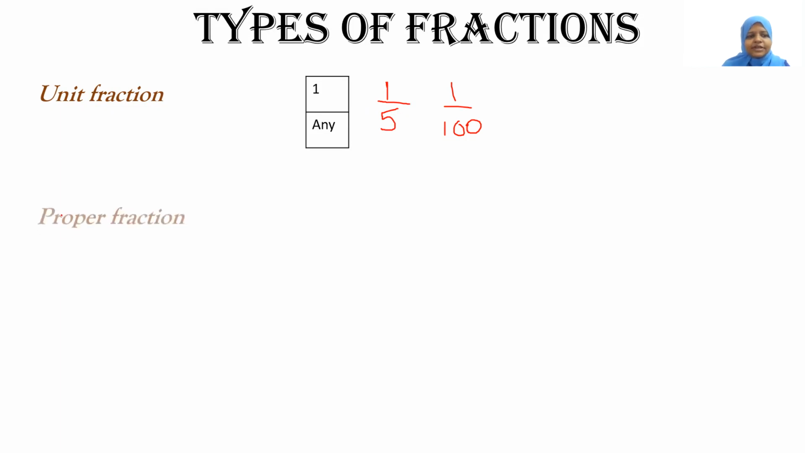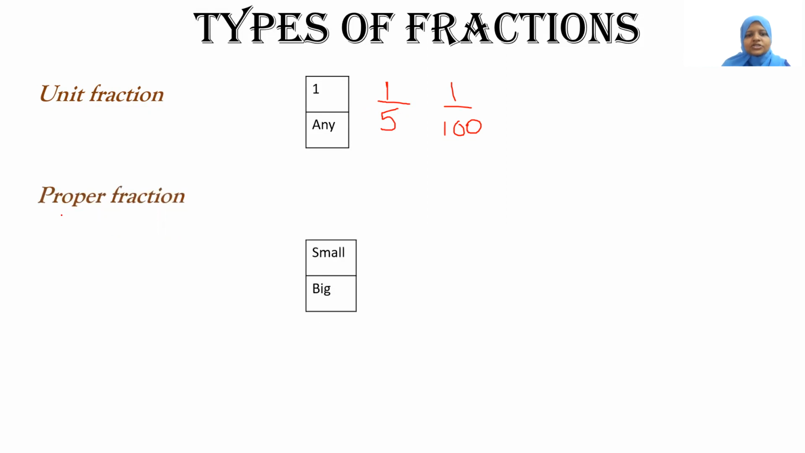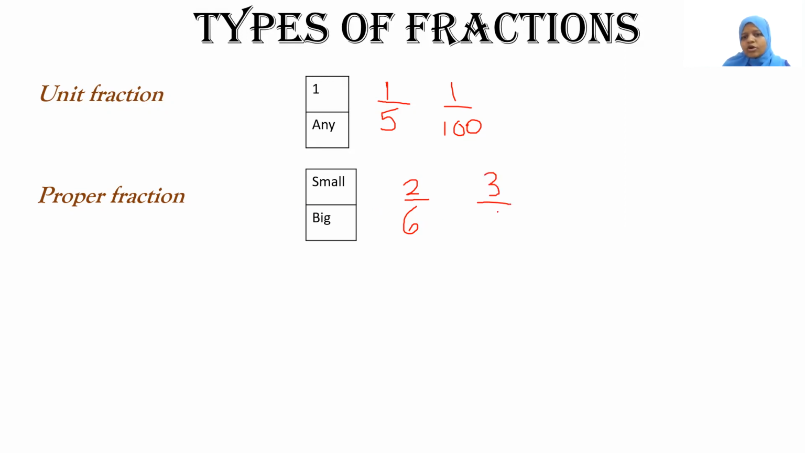The second type is the proper fraction. This has a format where the numerator is small and the denominator is big. Like 2 over 6. In this case, the 2 is small and the 6 is a big number, right? So the numerator is small and the denominator is big when it comes to a proper fraction. Another example is 3 over 9. You can go on with the examples that you know.